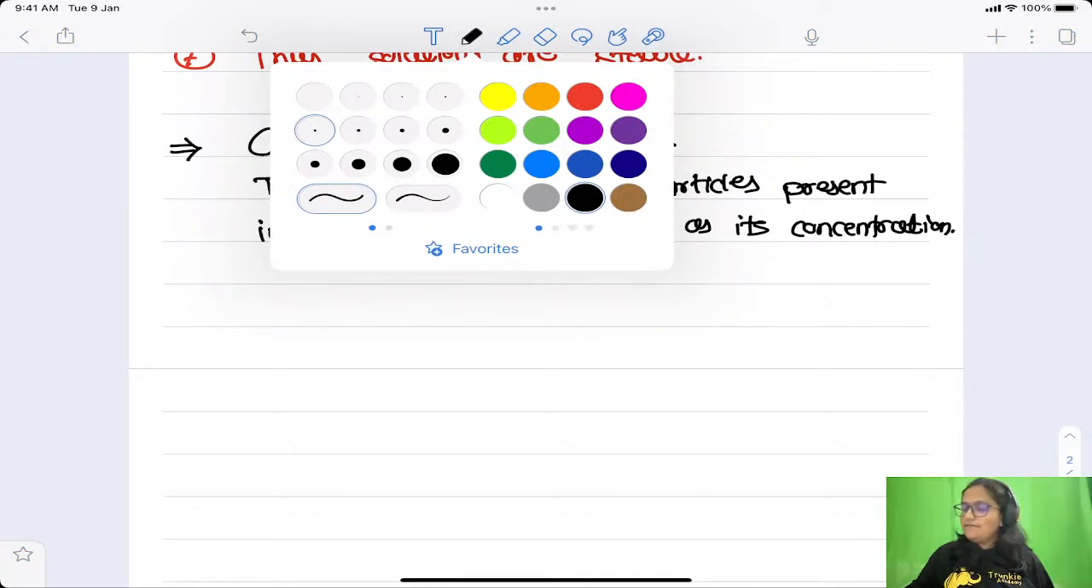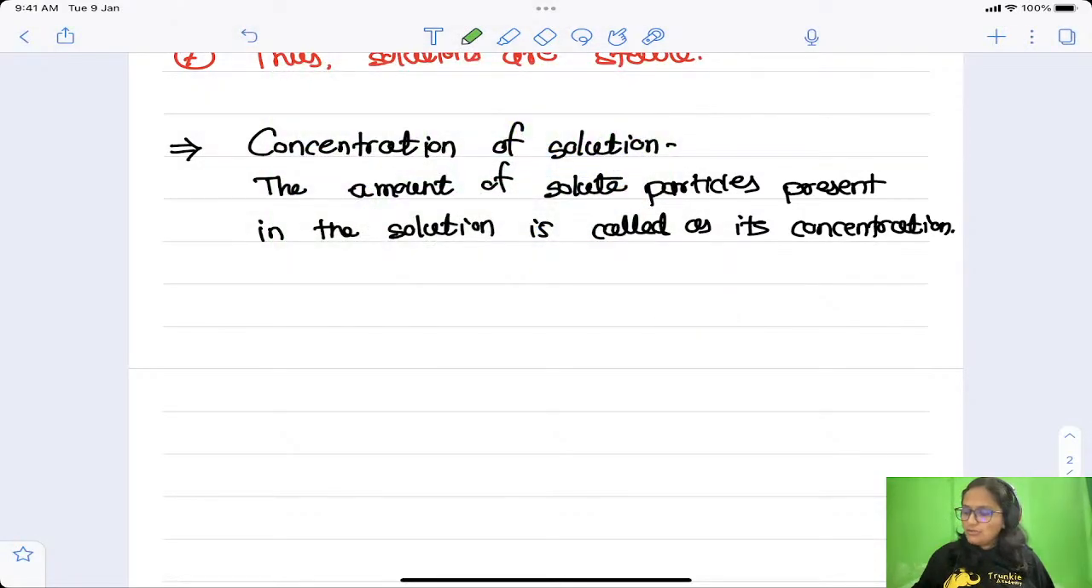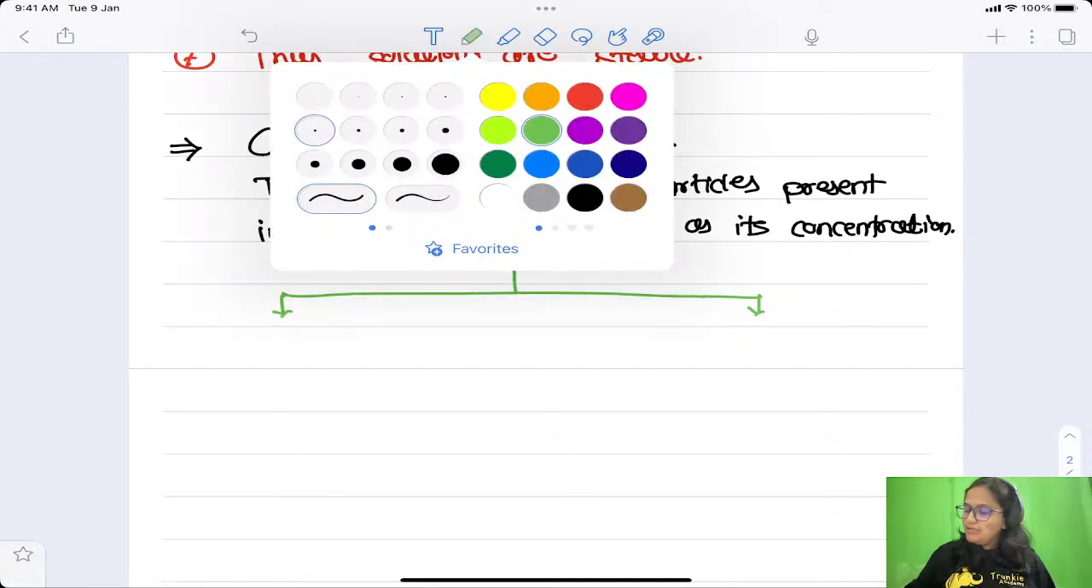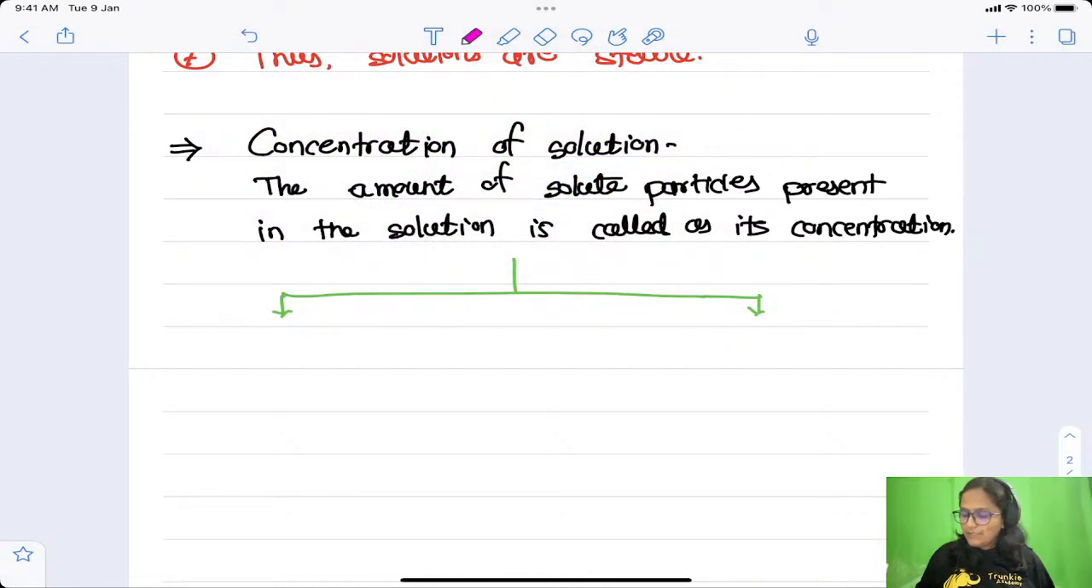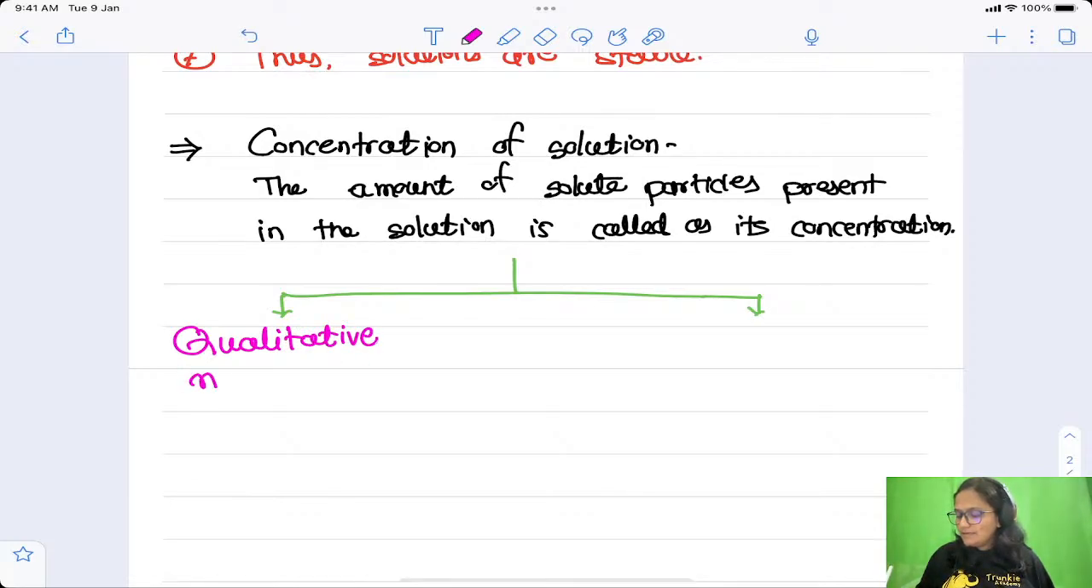Now there are different ways to express the concentration of a solution. Let us see what those ways are. These ways are first of all classified into two. The first one is called the qualitative method, and the second one is called the quantitative method.